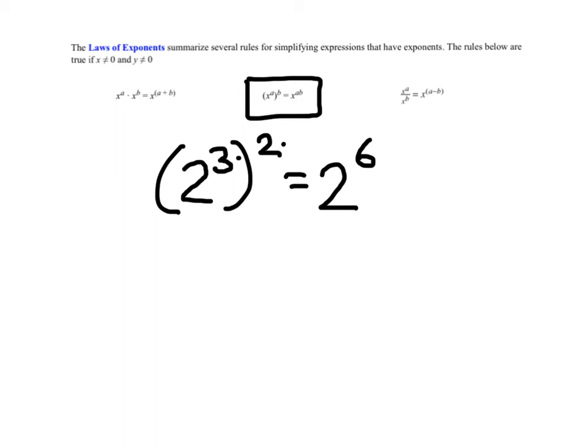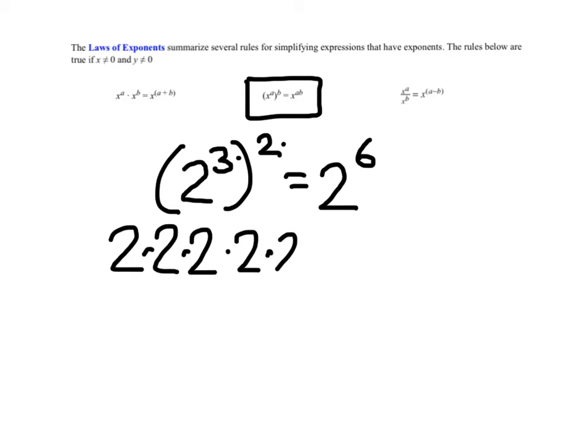Well, think about it. If I have 2 cubed, that means 2 times 2 times 2. And if it's being squared, that means it's being multiplied by itself. So that's another 2 times 2 times 2. And if I add these up, yes, there are 6 of them. So yes, it does work.